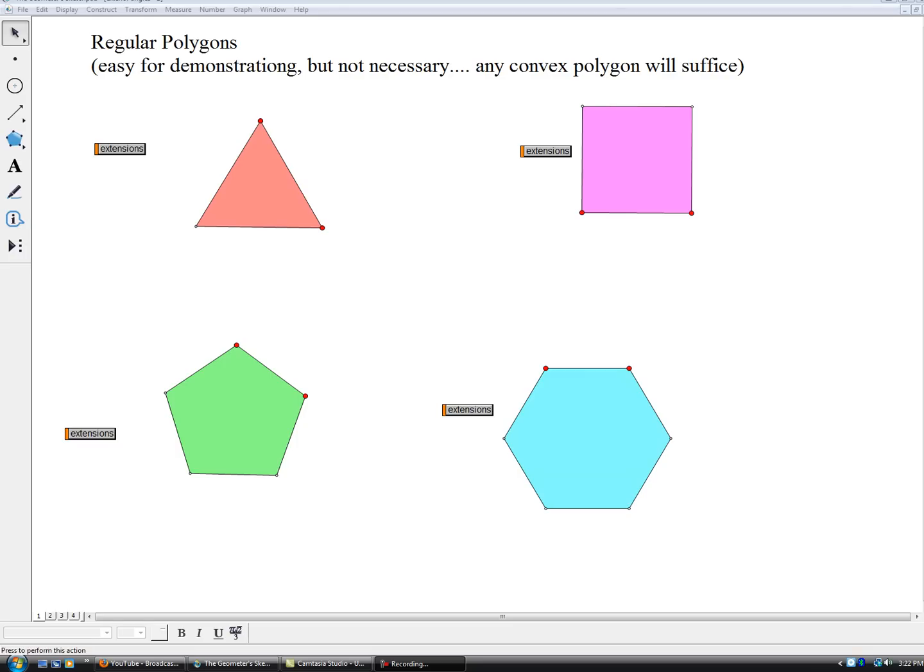Now let's look at this regular triangle to begin. What I have here is a little hide show button to create these extended sides. One important fact about an exterior angle of a polygon is we only want to extend one side, which then gives us a linear pair. And there's another video about linear pairs.